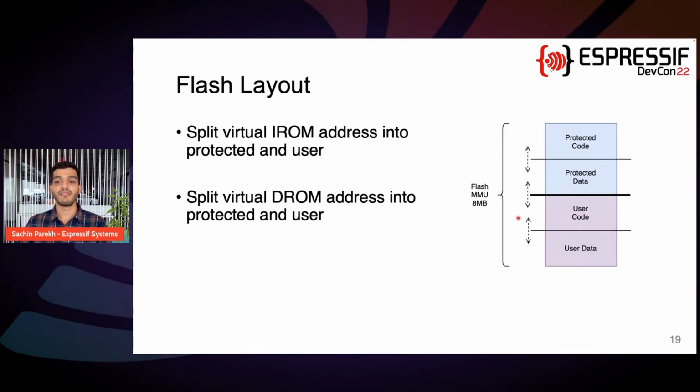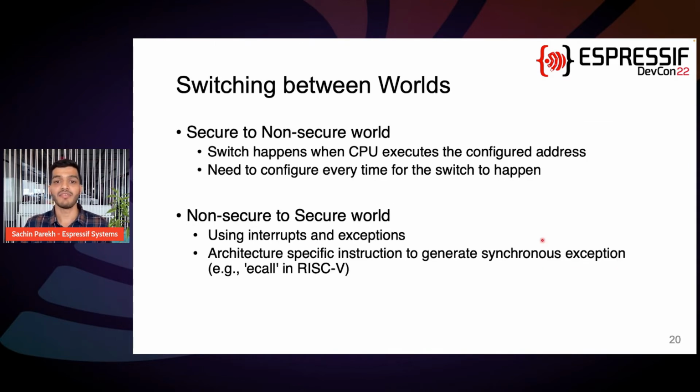So similarly, we have also split the flash cache. We are talking about the flash virtual memory address space and not the physical flash. We have split the flash right in the middle. So the top 4 MB belongs to the protected space and the bottom 4 MB belongs to the user space. So now we have the permission in place.